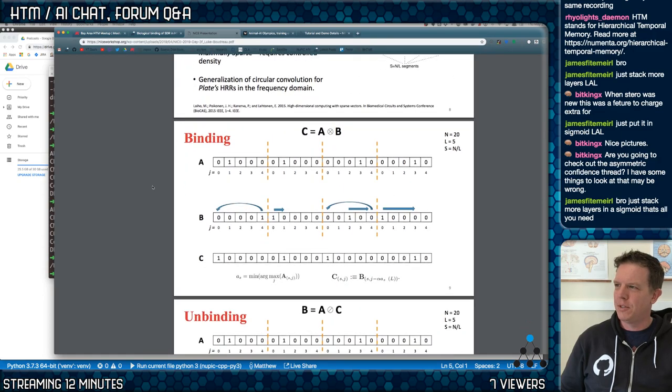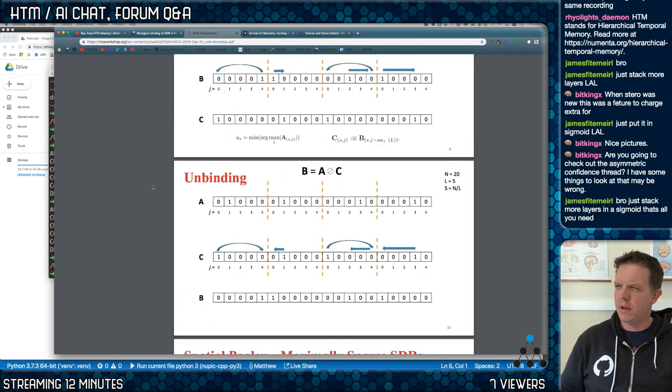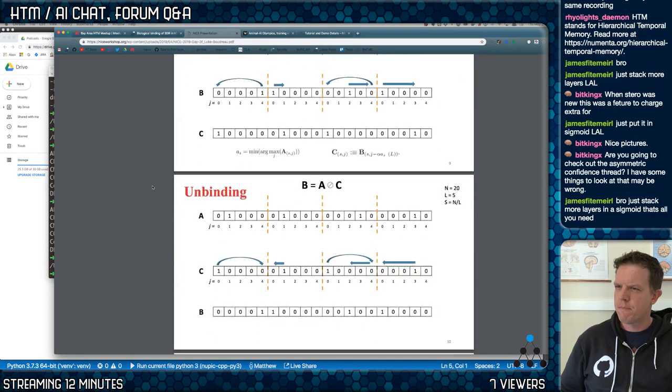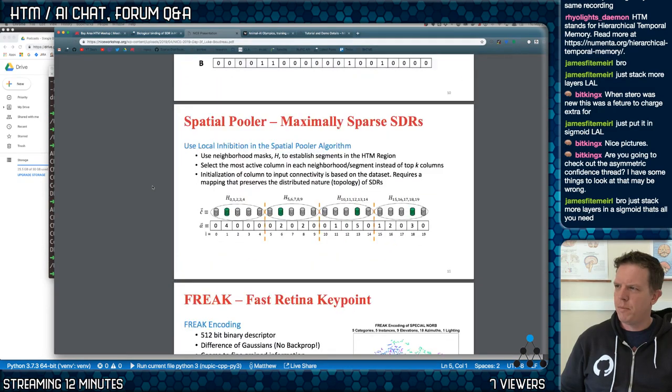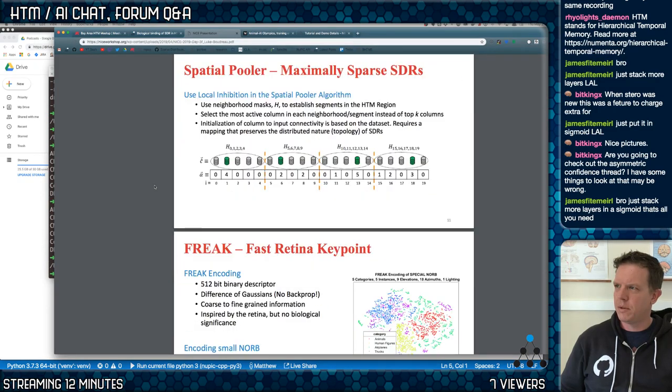Okay, so this is cool. Binding and unbinding. I'm going to skip some of this. Maximally sparse SDRs. Use local inhibition, visual polar.